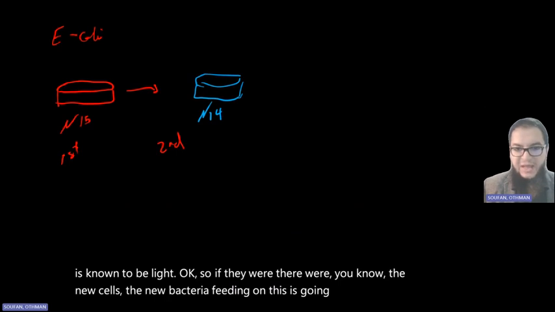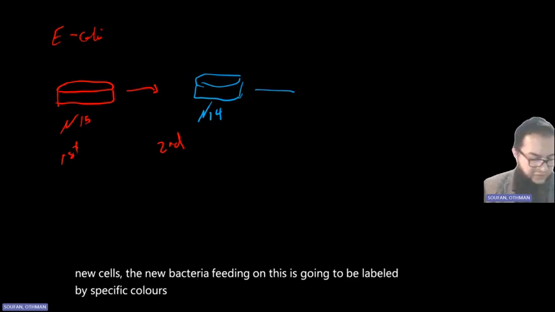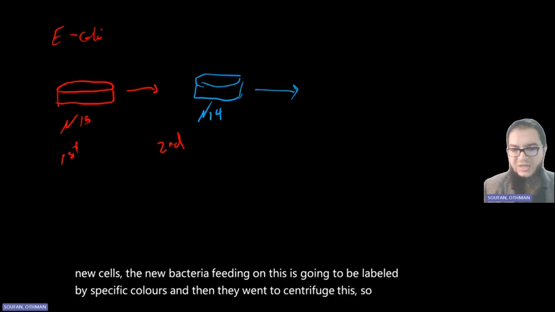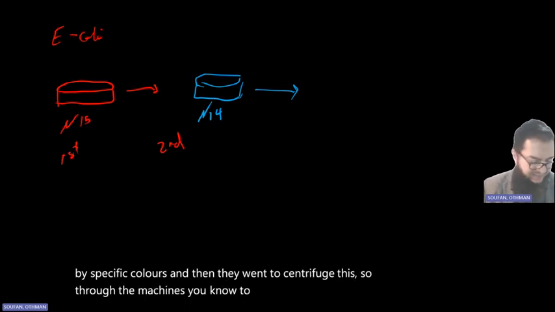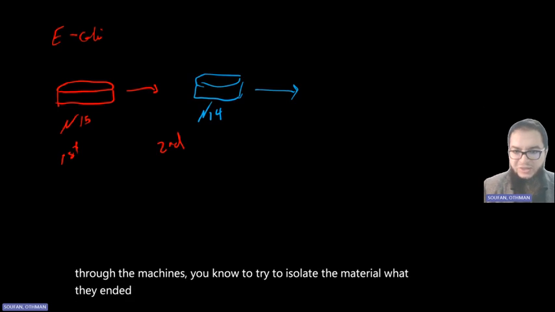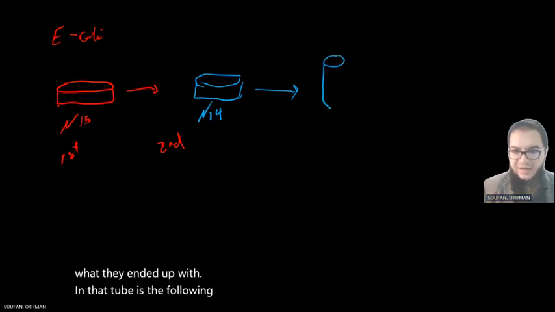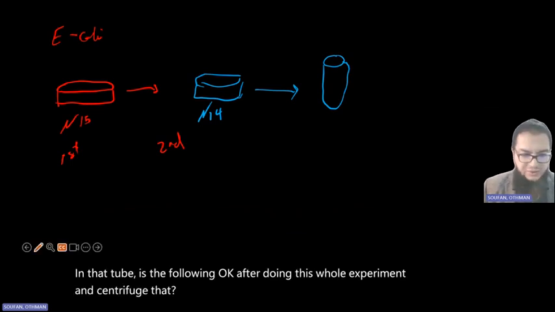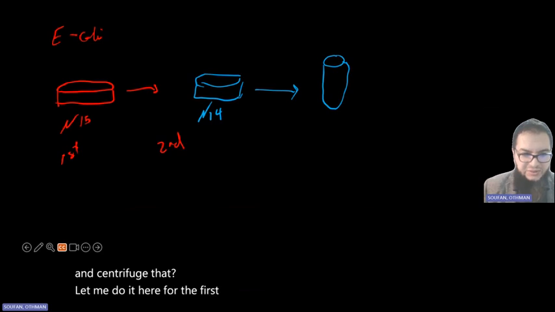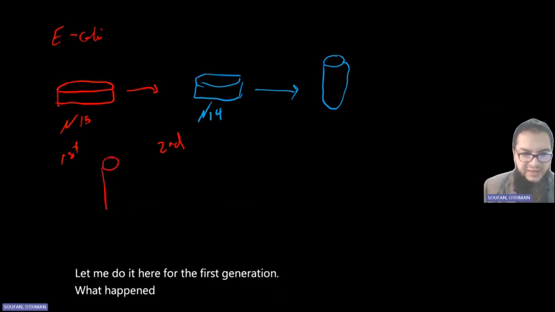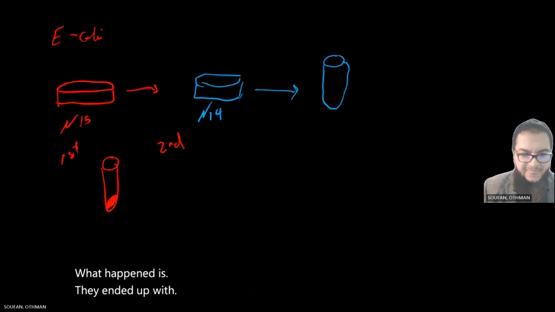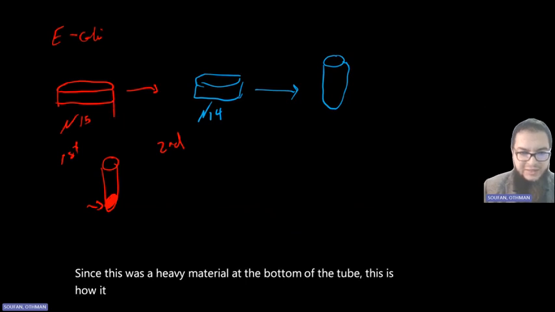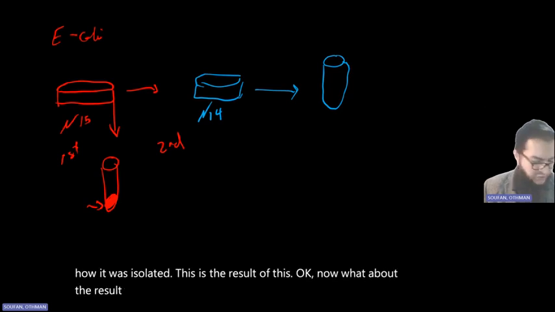So the new cells, the new bacteria feeding on this, are going to be labeled by specific colors. And then they centrifuged this, through the machines, to try to isolate the material. What they ended up with in that tube is the following, okay? After doing this whole experiment and centrifuging that, for the first generation, since this was a heavy material, it ended up at the bottom of the tube. This is how it was isolated. This is the result of this, okay? Now, what about the result of the next one?